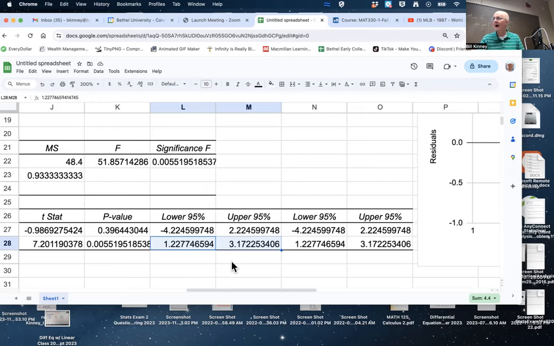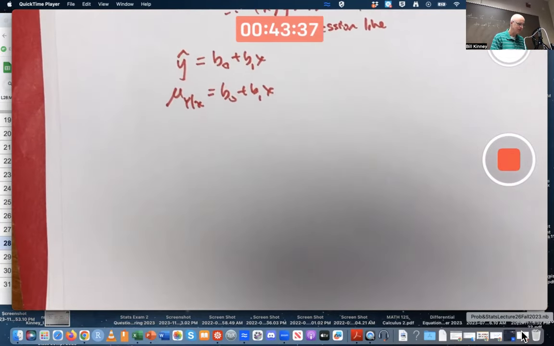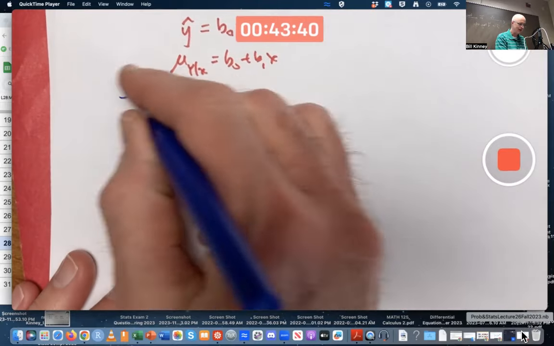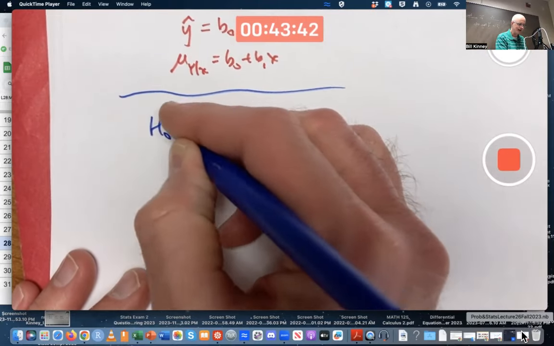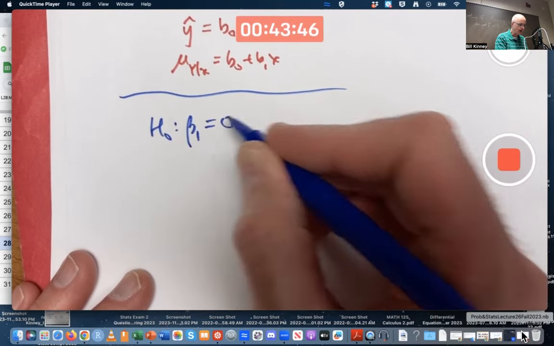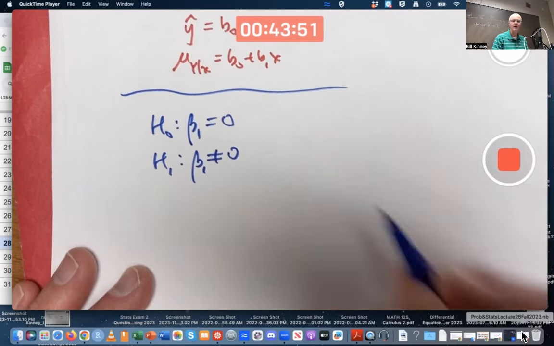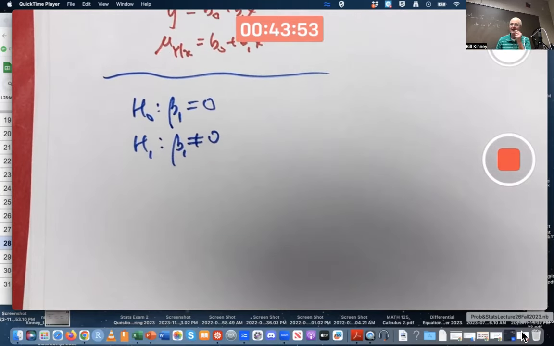I could also do hypothesis tests on the slope. What would such a hypothesis test look like? Beta 1 equals 0 versus beta 1 is not 0 is the most common one to do. And in fact, in the spreadsheet output, that's the assumed test that you're doing.